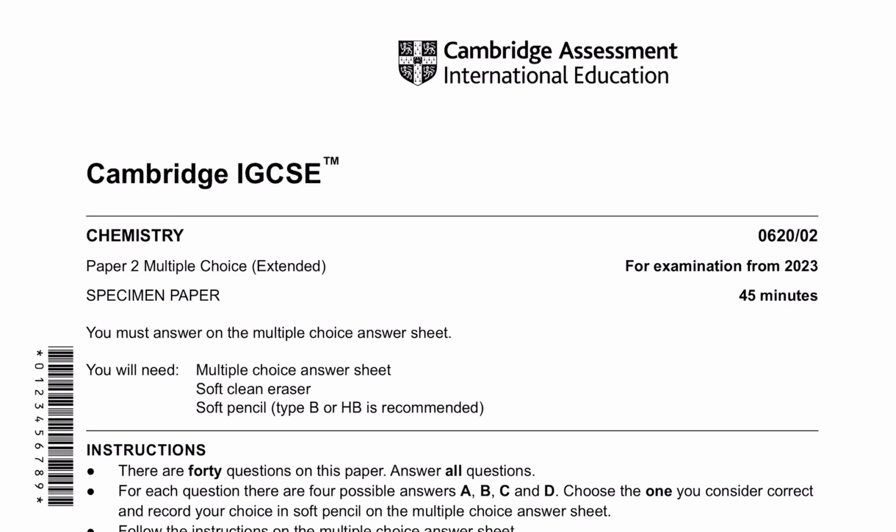Hey guys, so today we're gonna attempt this beautiful and crispy past paper that has been designed by Cambridge for your upcoming May-June 2023 examinations, because the syllabus has changed a wee bit. That's why they have given you a specimen paper, for you to have an idea of what type of questions could be asked. But 95% of the questions asked would be the same because the syllabus has just changed by a tiny bit.